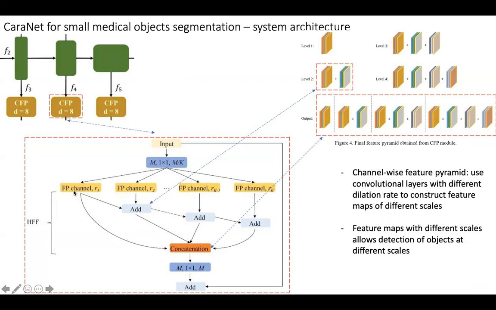So the first level has a feature map of this particular scale, and for level 2, since it combines the feature maps from level 1 and level 2, we have a final feature map at this level of this shape. It's an addition of them. And similarly for level 3 and level 4. So the final output of this module, the CFP module, is essentially a concatenation of all the feature maps from different scales.